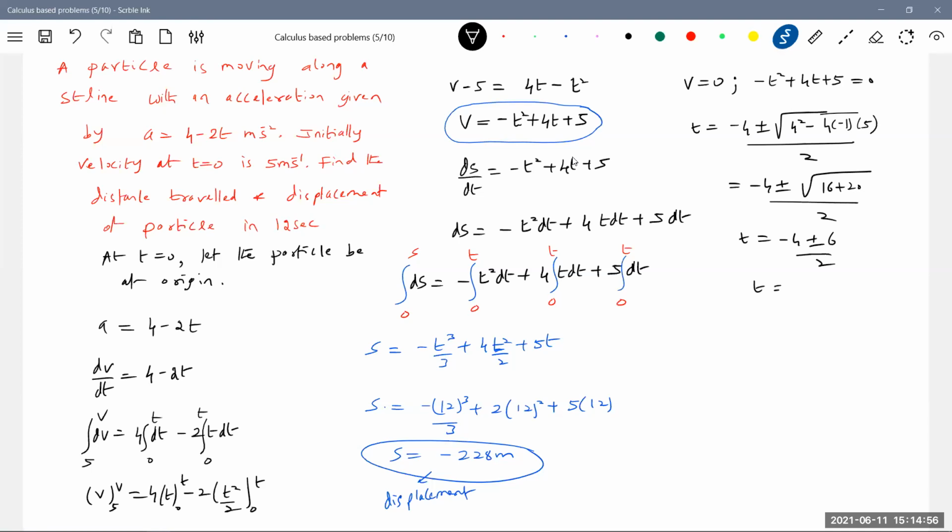So I think time should not be negative. So what is the instant of time at which v will be equal to 0? I think 1 second. Shall I put 6 minus 4 by 2, that will be 1 second. Now put t equal to 2 seconds, the velocity will have one value. Put t less than 1 second, the velocity will take the opposite sign.